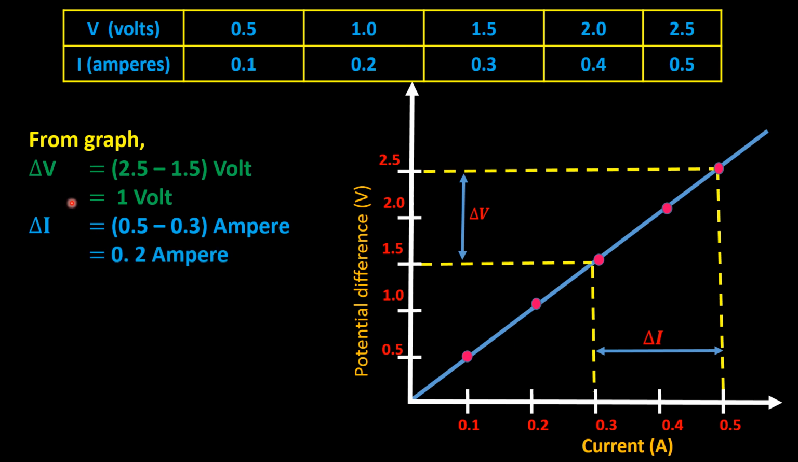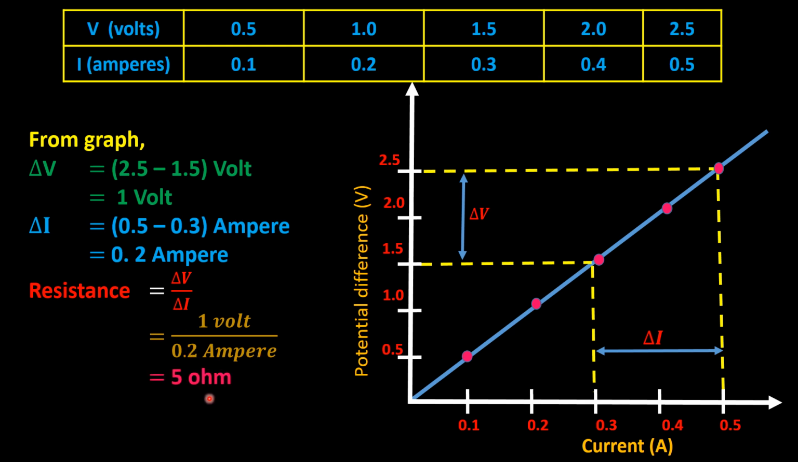Now we use the values of delta V and delta I in the formula of resistance. So resistance equals delta V by delta I. So delta V is 1 volt and delta I is 0.2 ampere. So when we divide 1 by 0.2, we get 5 ohm. So this is the value of resistance. So in this way we get the value of resistance from the graph.